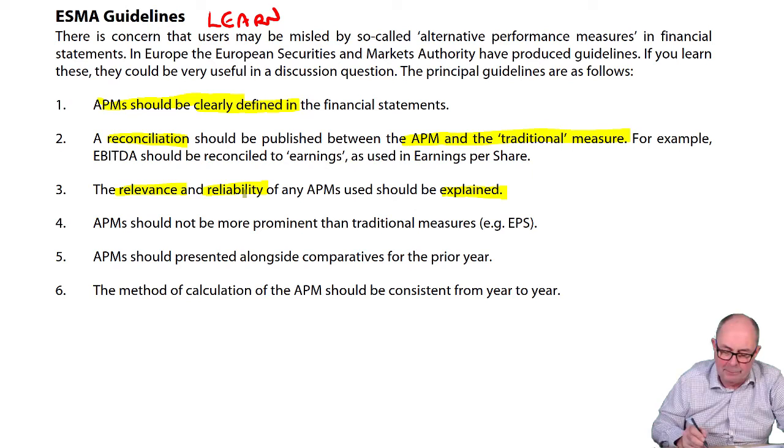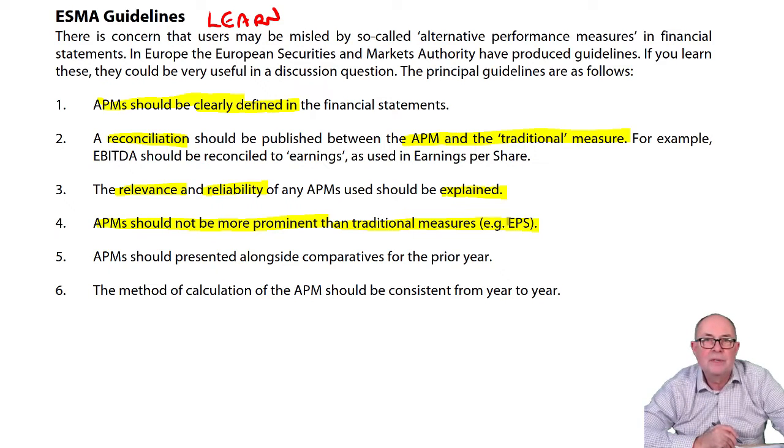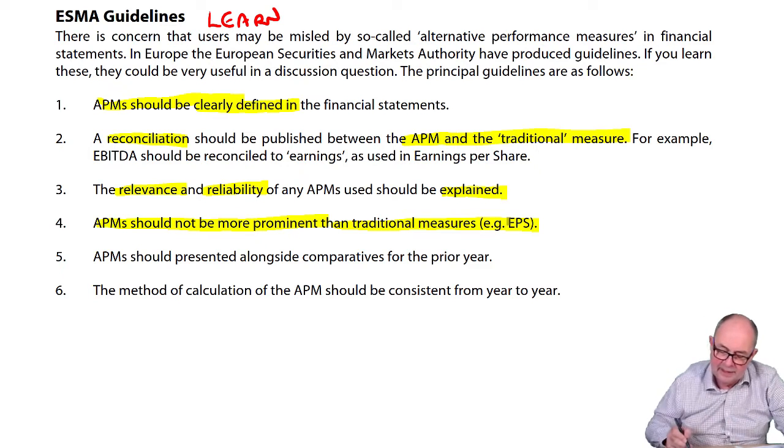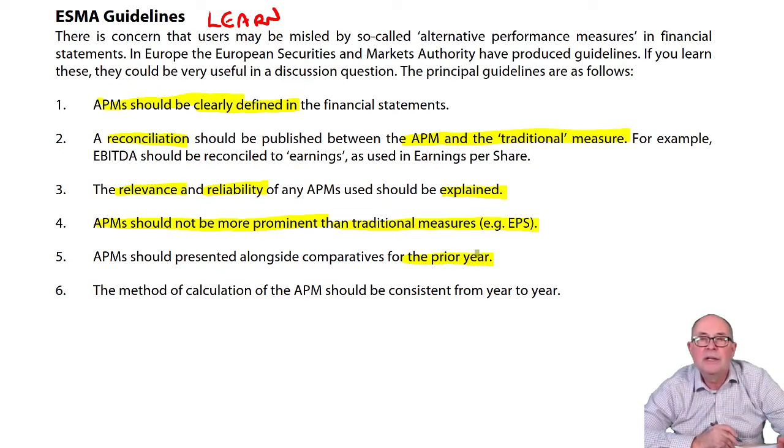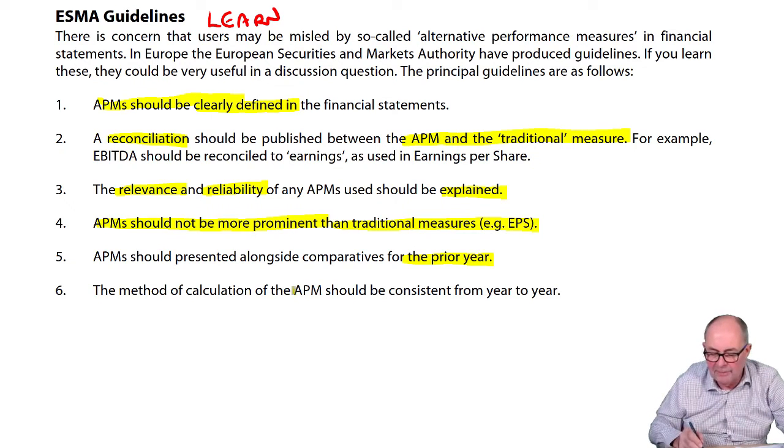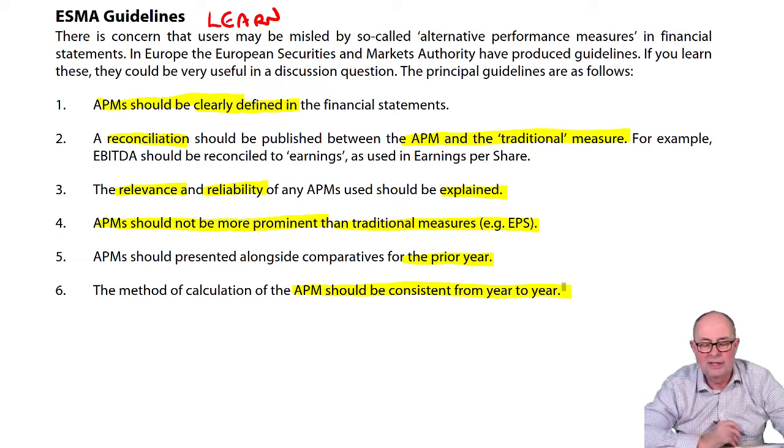Make sure, and this is important, that alternative measures are not more prominent than traditional measures. So make sure they're not printed in bigger typeface. If you're going to quote it for last year as well. And make sure, of course, you don't keep changing the way in which the alternative performance measure is calculated.